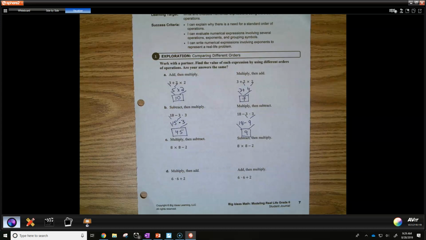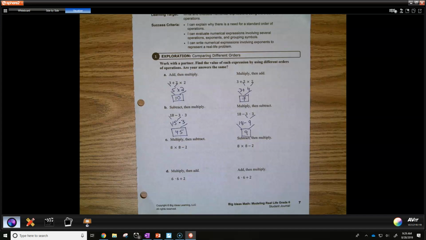Alright, if we look at our exploration, you guys got your answers. On A, did you get 10 and 7? If you did, 3 claps. 1, 2, 3. Alright, doesn't look too bad. So when I did this, and I followed what they told me to do, 3 plus 2 times 2, I added first. 3 plus 2 is 5. 5 times 2 is 10. However, I have the exact same problem, but I multiplied first. 2 times 2 is 4, and then 3 plus 4 is 7. Are my answers the same? No, they're different.